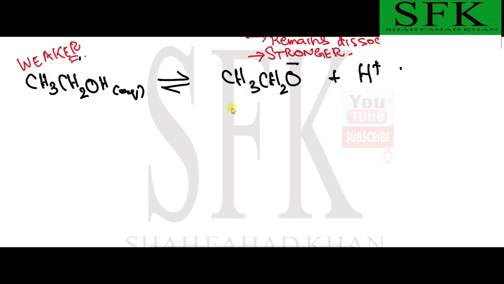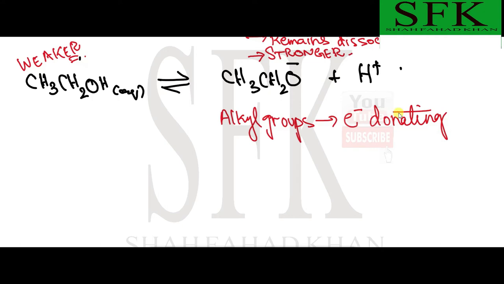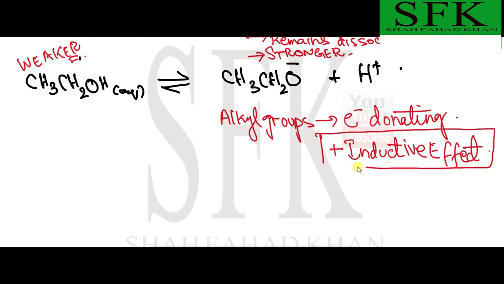This alkyl group, as we know, all the alkyl groups have a property known as the positive inductive effect. Alkyl groups are electron donating groups. Basically they release their electron density due to an effect known as the positive inductive effect. Now this positive inductive effect, this is the keyword that you need to use in your answers.